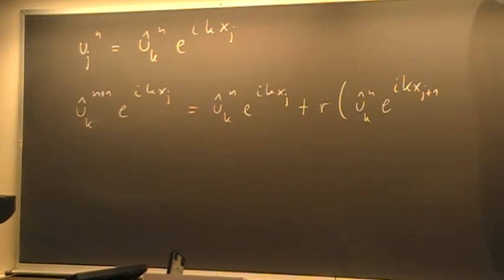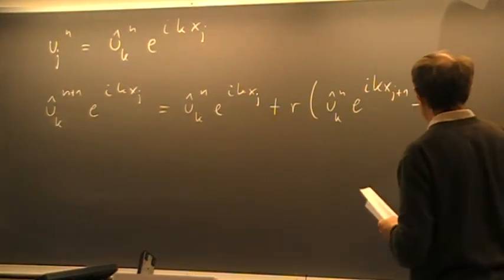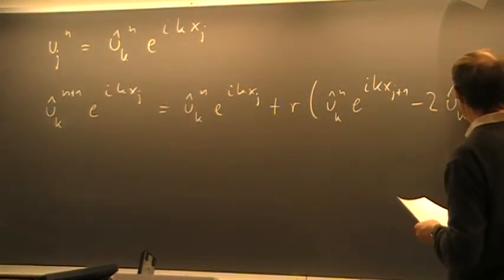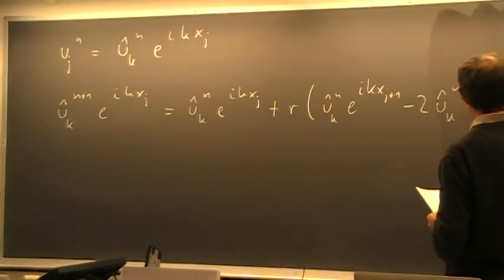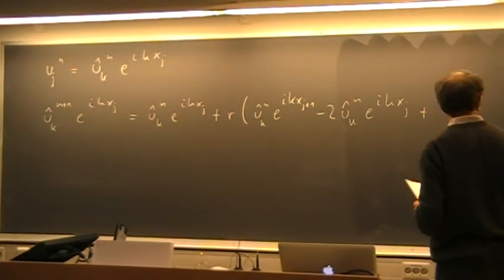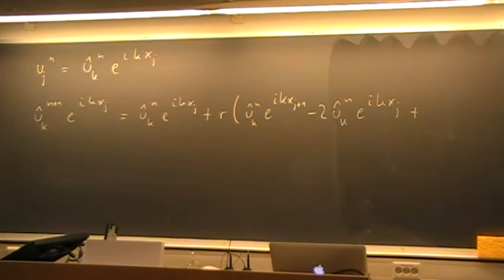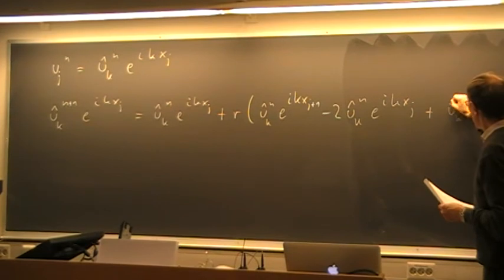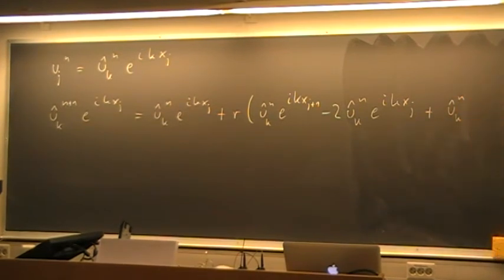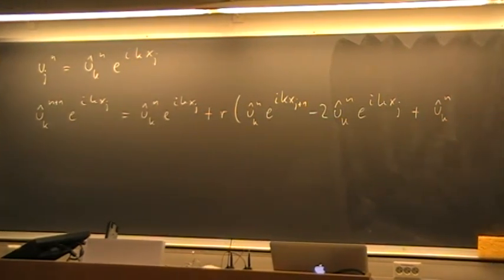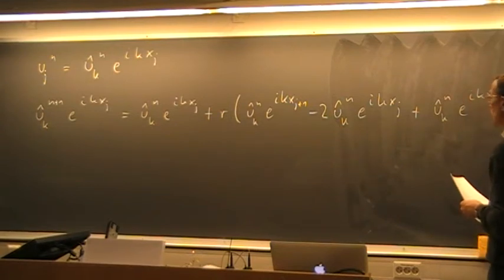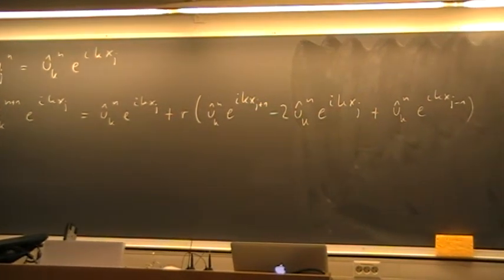The next one is again easy. Of course, it's ujn. So uk hat n, e to the I k xj, and then we have uj minus 1 n. Again, the Fourier transform is the same as at the old time level, and this is now e to the I k xj minus 1. So that's it.